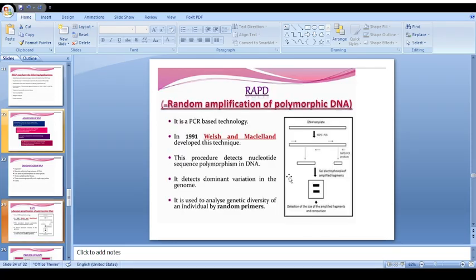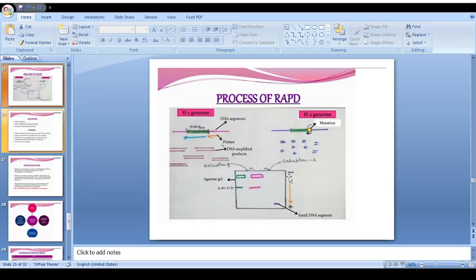RAPD. RAPD is random amplification of polymorphic DNA. It is a PCR-based technology that was developed by Welsh and McClelland. This procedure detects nucleotide sequence polymorphism in DNA. It detects dominant variation in the genome. It is used to analyze the genetic diversity of an individual by random primers.